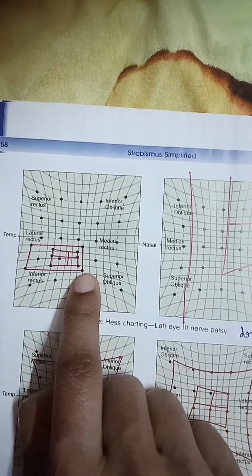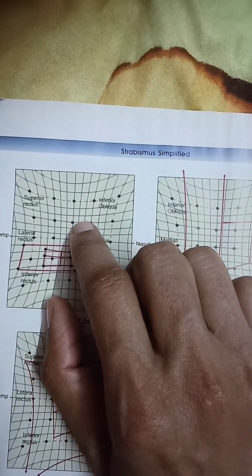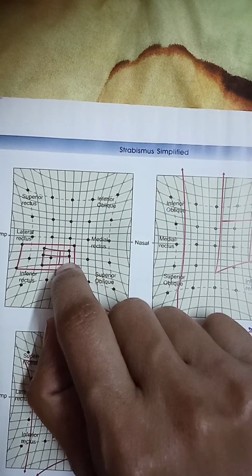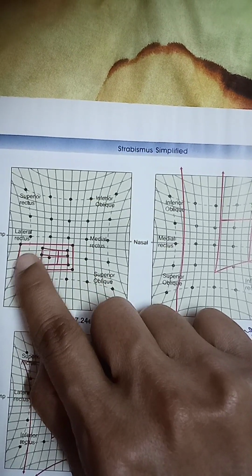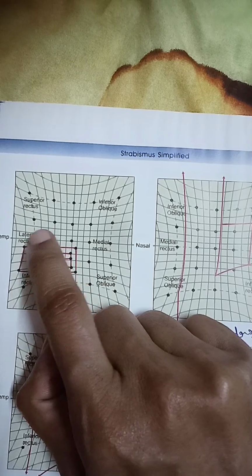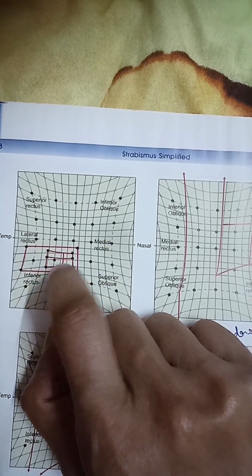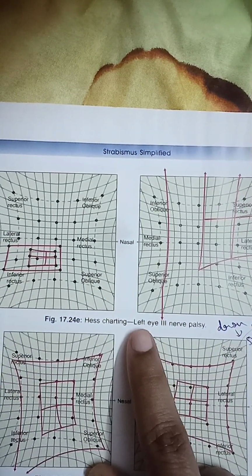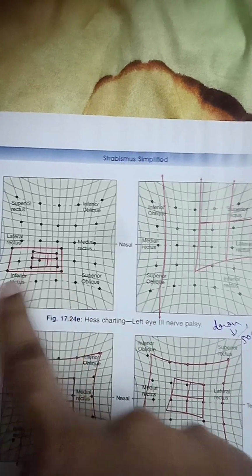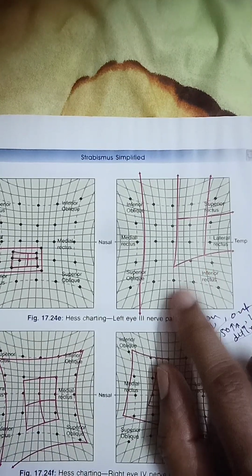So what happens? The eye is what? The eye is down. Central fixation is here. The eye is down and out. Yeah, beyond the lateral rectus, beyond this position. So the eye is down and out. It is seen in which condition? Left eye, third nerve palsy, oculomotor nerve palsy, down and out eye. And what is here?